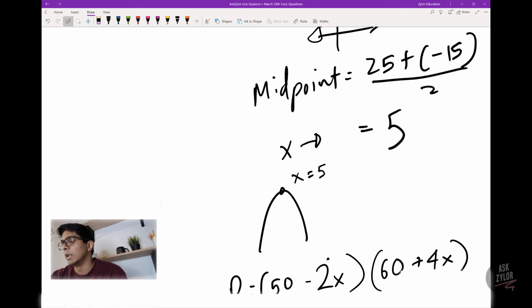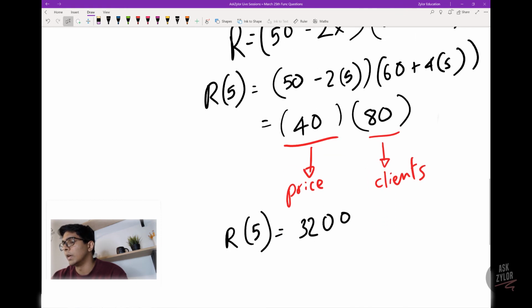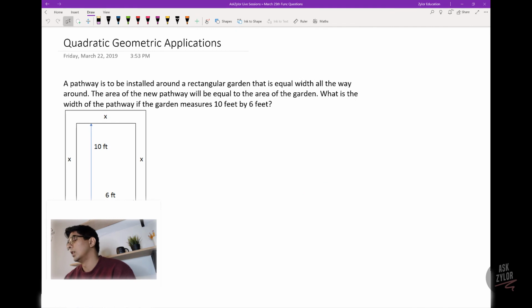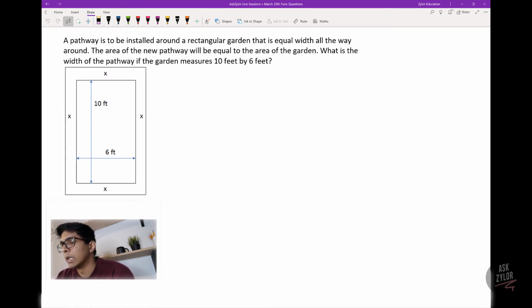And then I found that x is equal to 5, we have a vertex. Then I plugged 5 into my revenue function to find what my maximum revenue is going to be, which is 3200. And I found the price as well, which is $40 is going to maximize revenue. So financial application questions are very common. The other type of questions are geometric questions. You'll have shapes, you'll need to optimize your shape to fit a certain parameter.